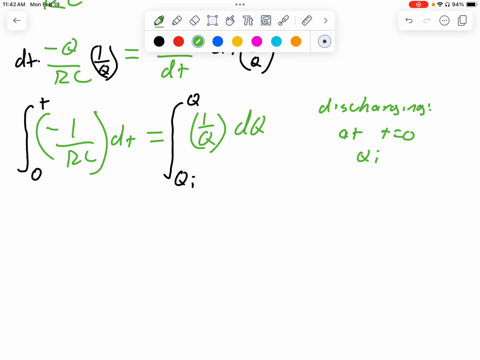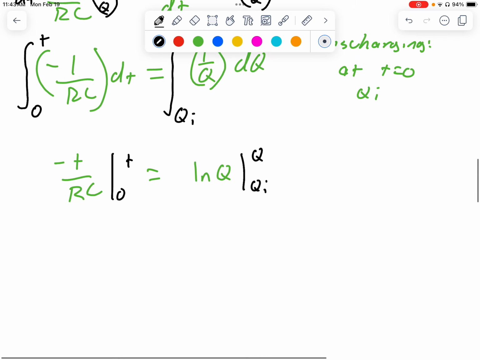Now let's actually do the integral. On the left-hand side, negative 1 over RC are all constants, so we really just wind up with the integral of dt, which is t, times the negative 1 over RC, from 0 to t. And then we've got the integral of 1 over Q, which is the good old natural log of Q, which we evaluate from the initial charge to some charge Q.